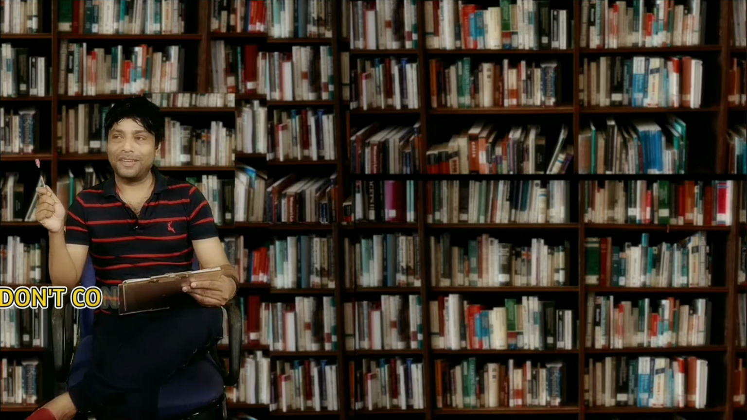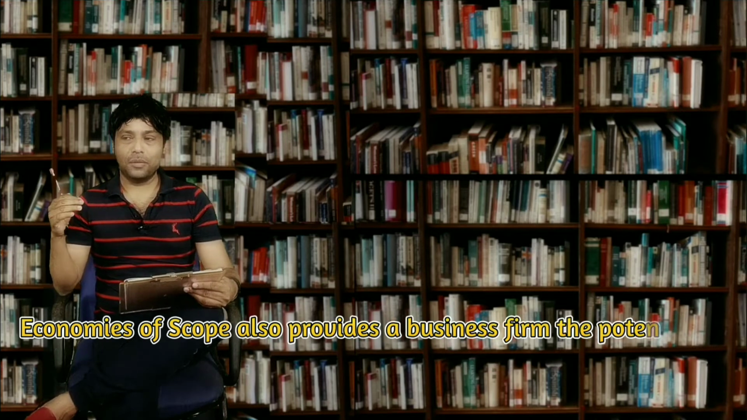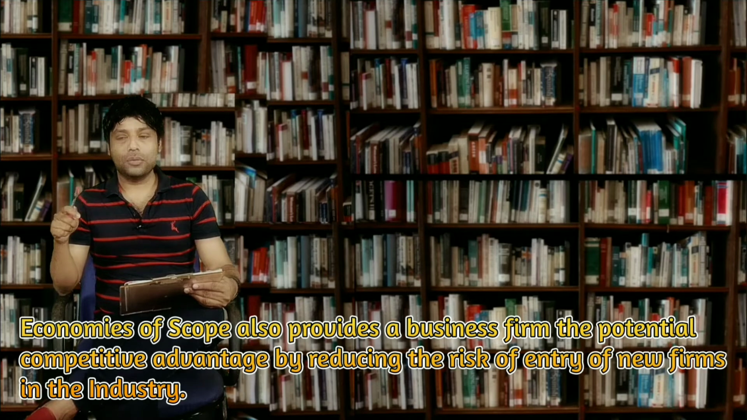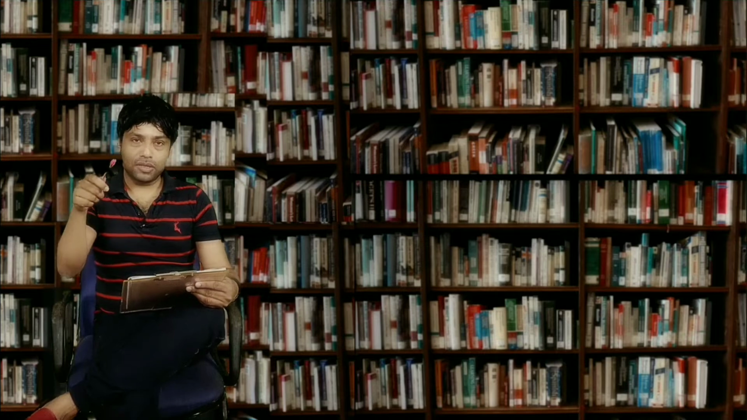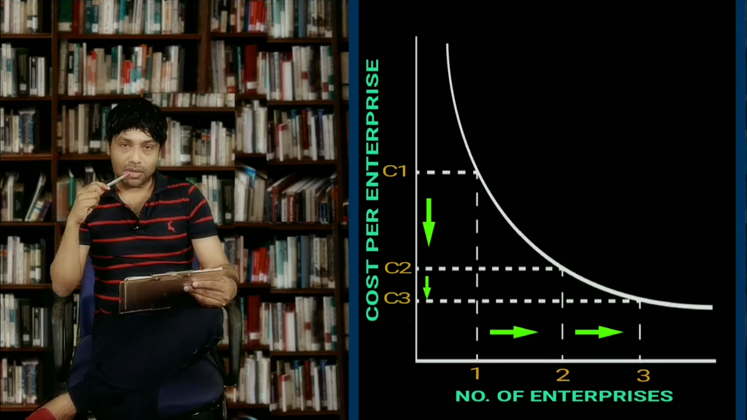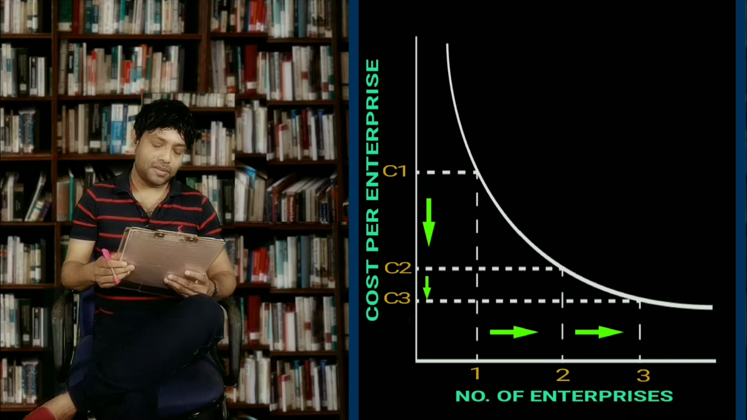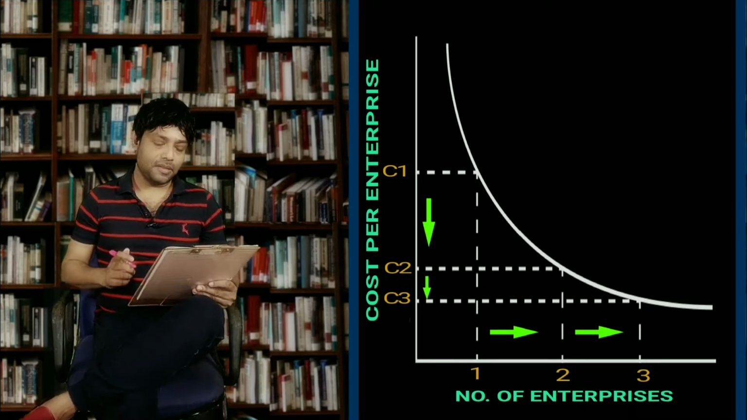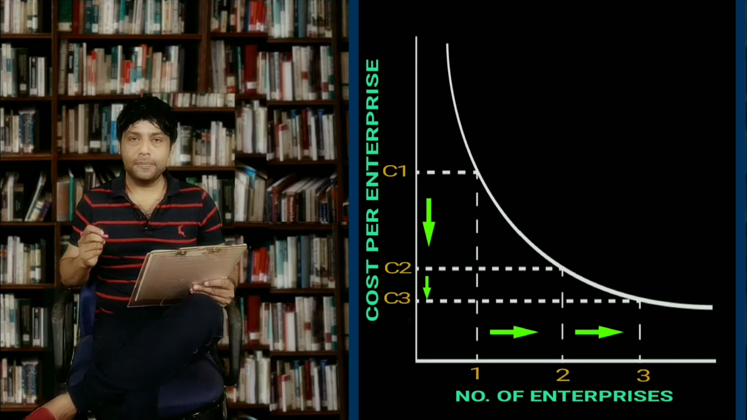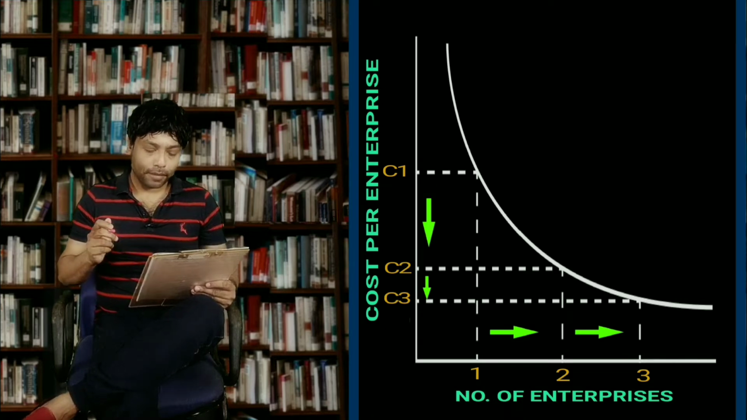Now, let us understand the concept of economies of scope with the help of a diagram, because I believe that if you understand it with a diagram, it will have a long lasting effect on your mind. Here on the screen, you can see a diagram. On the x-axis or the horizontal axis, we have measured number of enterprises, whereas on the y-axis or the vertical axis, simply we have taken cost of production.